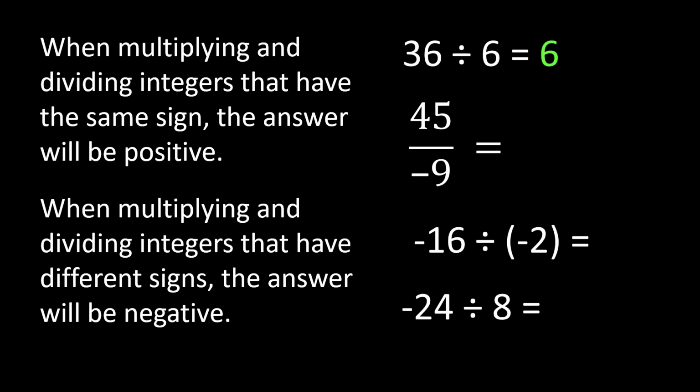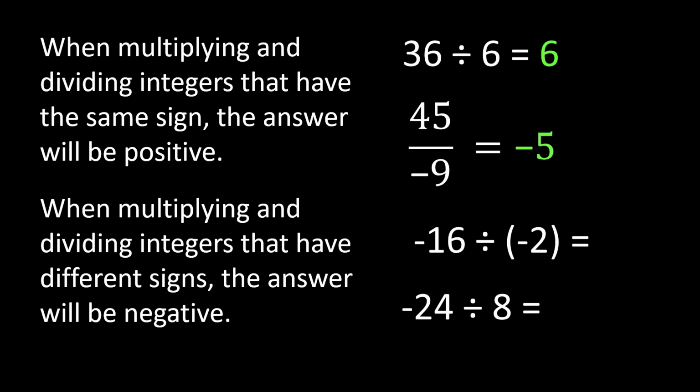In the second example, you see a fraction bar. Remember, this fraction bar tells you to divide. 45 divided by -9 is a positive divided by a negative, integers with different signs. We'll divide 45 by 9, which is 5, and because we're dividing integers with different signs, the quotient of 45 divided by -9 is -5.